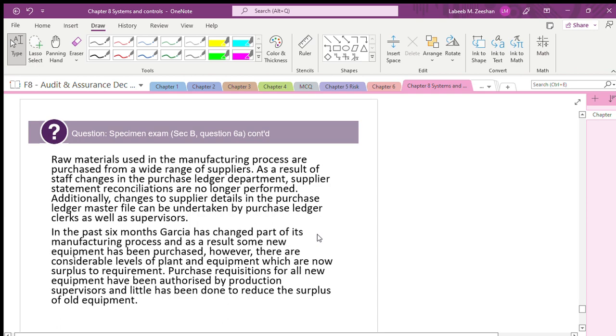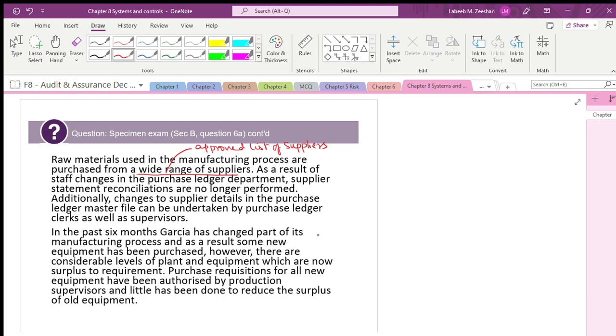Raw materials used in the manufacturing process are purchased from a wide range of suppliers. It should not be a wide range of suppliers. We have to get it from the approved list of suppliers. As a result of staff changes in the purchase department, supplier reconciliation is no longer performed. How many have we done? 8. This is 9.